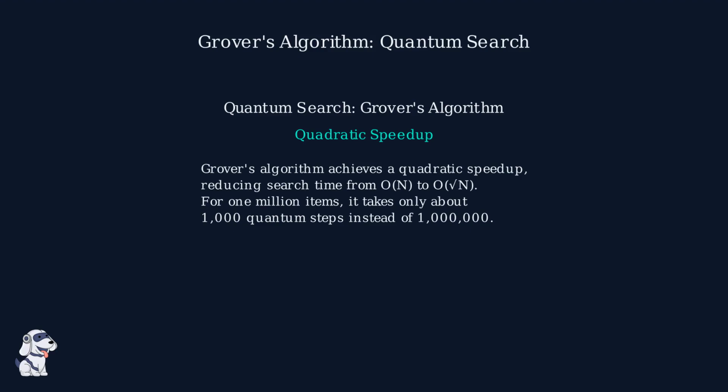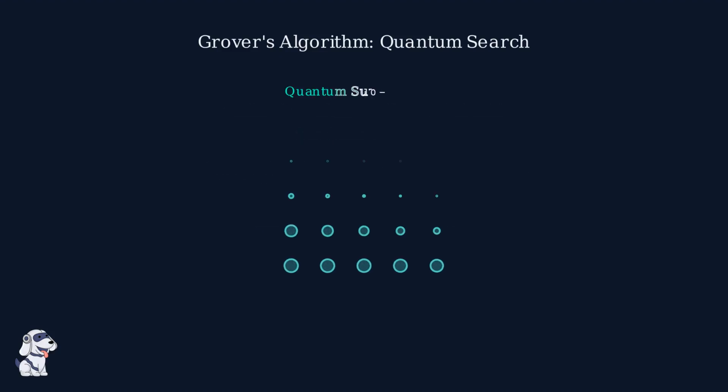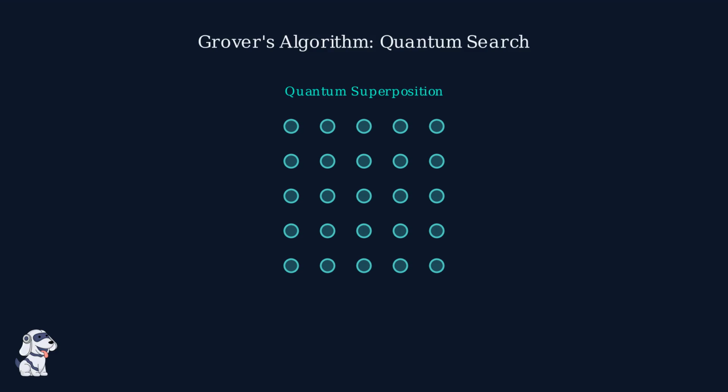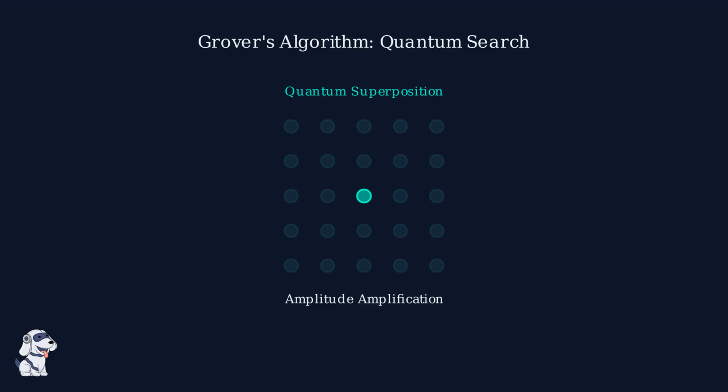Instead of checking items one by one, it uses quantum superposition to evaluate multiple possibilities simultaneously, requiring only the square root of n steps. The algorithm begins with qubits in superposition, representing all possible database items simultaneously. This parallel evaluation is the key to quantum speedup. Through amplitude amplification, the algorithm iteratively increases the probability amplitude of the correct answer while decreasing amplitudes of incorrect ones. After approximately √n iterations, measuring the qubits reveals the target item with high probability.